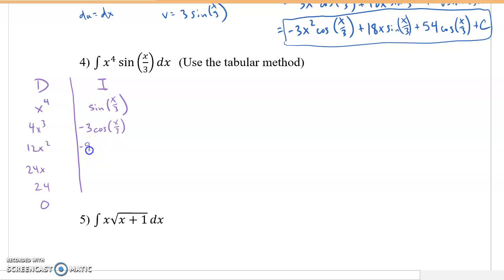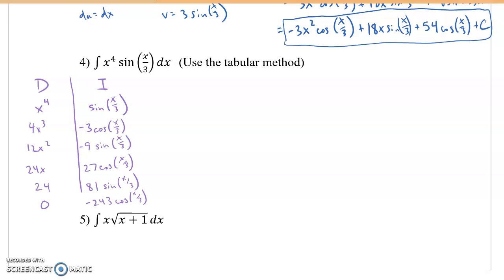So this is going to be negative 9 sine of x over 3. And then we're going to multiply by another 3, so this is going to be a positive 27 because the sign is going to flip the sign. And we're going to keep on multiplying by 3, so that's going to be an 81. Integral of cosine goes to sine. And then finally, one more 3 will take us to 243. And we're just integrating over and over and over again.